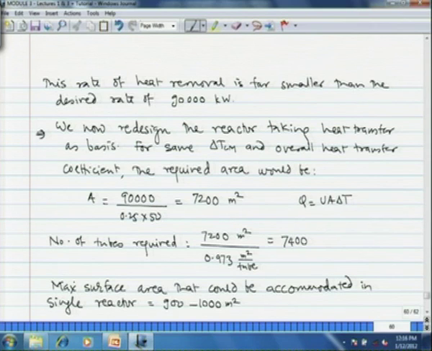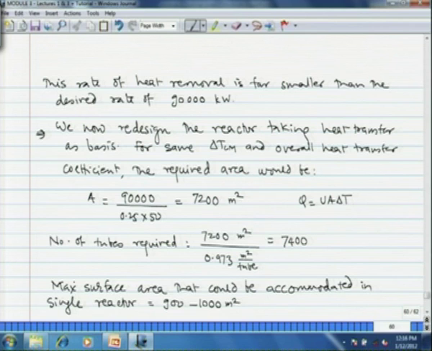Now, we have a limitation that the maximum surface area that can be accommodated in a single shell and tube heat exchanger of reasonable dimensions is about 900 to 1000 meter square. We take the lower limit, 900 meter square. Therefore, to have 7,200 meter square total area, we need 8 reactors in parallel. Okay. So, that is about the design. So, we have floating head, tubes of 2-inch, tube length 20 feet, and 8 reactors.